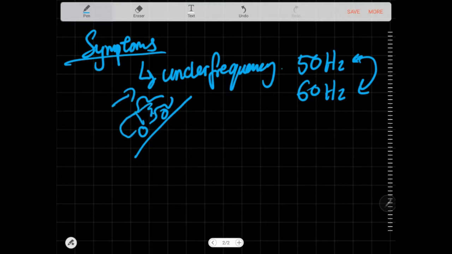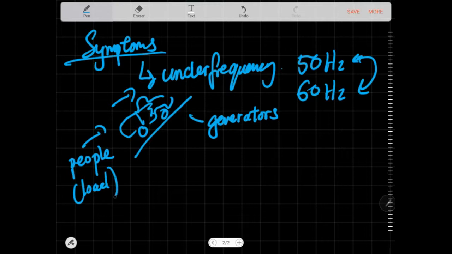You're going uphill, and the car is basically your machine. Your generators are the vehicle, and the people inside the car are the load. That means if there are more people in your system or in the country using electricity, there are more machines being turned on, which means more people in the load. So if there's more load, you have to kick your generators up a notch; they have to generate more to keep the balance.